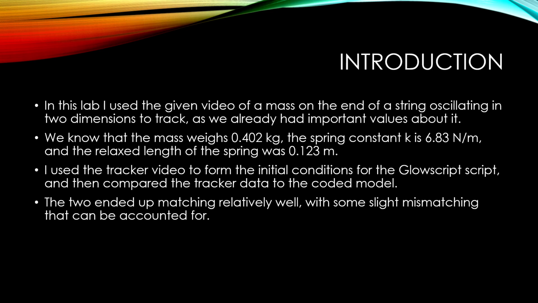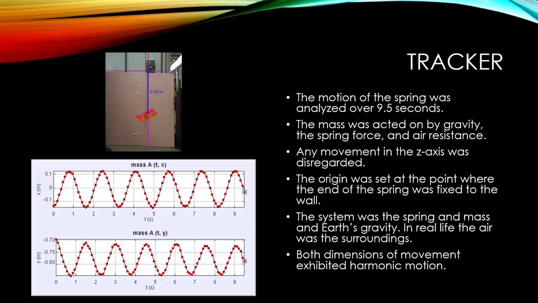So I used the Tracker video to make the initial condition for the GlowScript, and then I compared the Tracker data to the coded model, and the two actually matched up pretty well, but there was a little mismatching. So the motion of the spring was over 9.5 seconds.